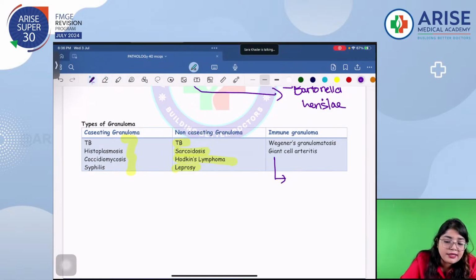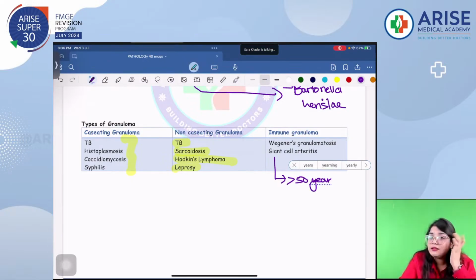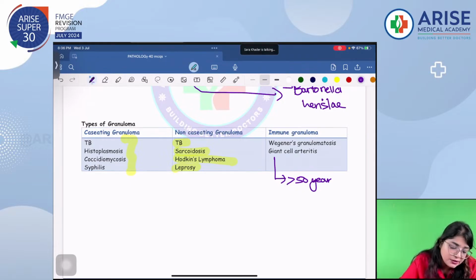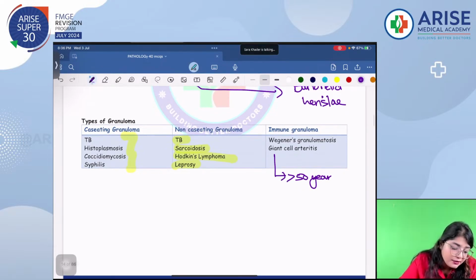Giant cell arteritis, what do you remember? How is the age here? A more than 50-year-old female will come with headache. The most common symptom is headache. The most specific symptom is jaw claudication. She will have pain while chewing. And the most dangerous symptom is involvement of the ophthalmic artery branch, which can lead to blindness or loss of vision. So very, very important, giant cell arteritis.